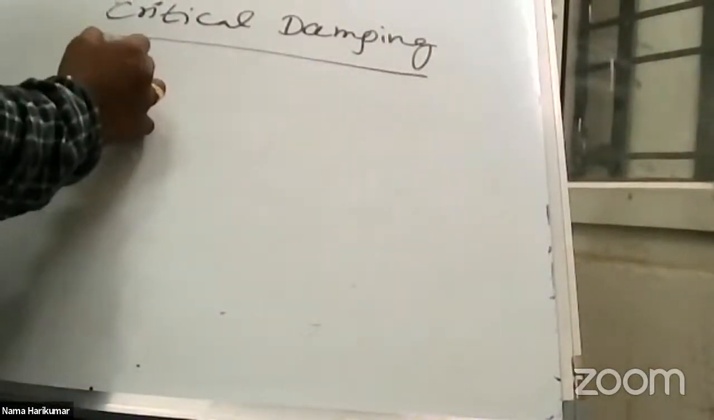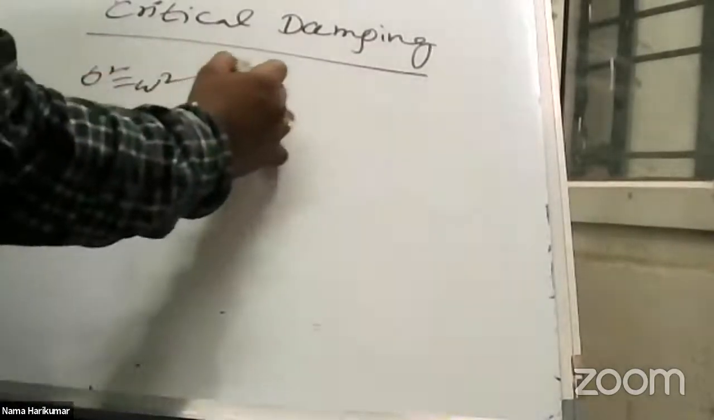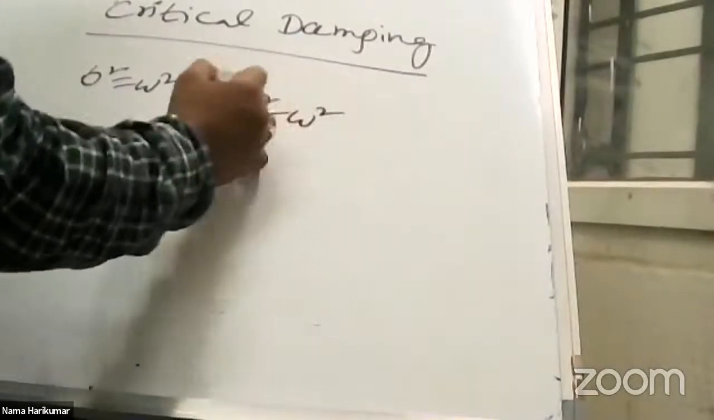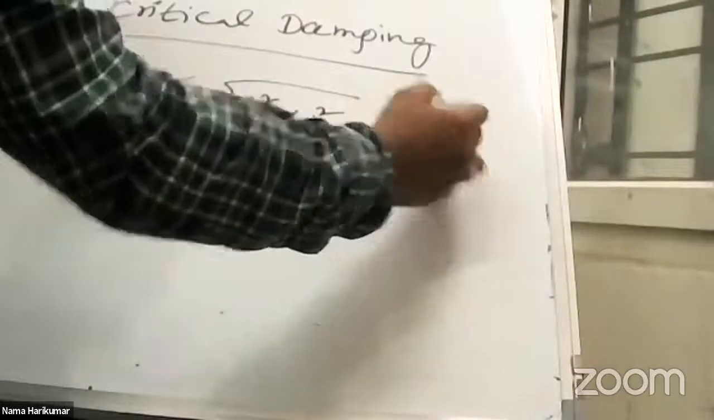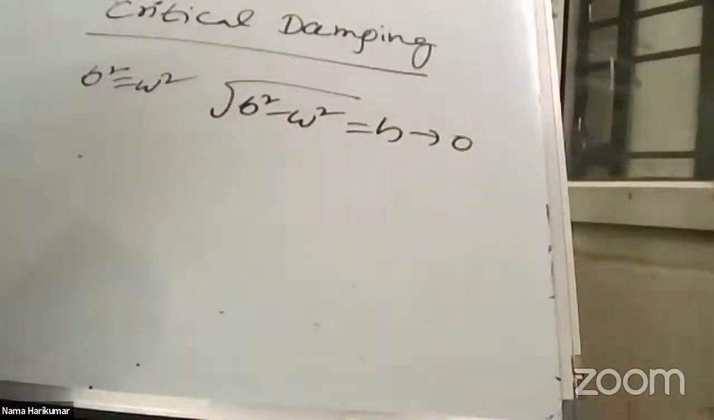Critical damping. So the critical damping condition, b square equal to omega square, is not satisfied in the solution. So in b square minus omega square, the root of b square minus omega square equal to h tends to 0, we put it in the equation of alpha 1 and alpha 2.